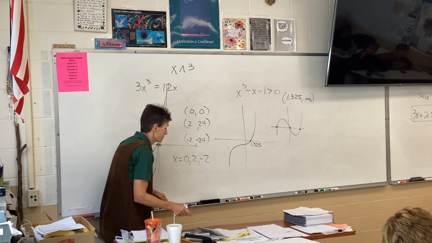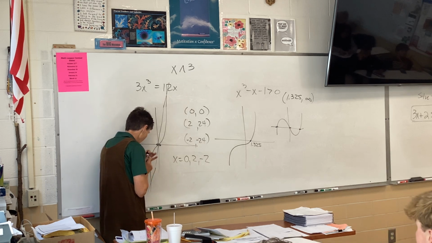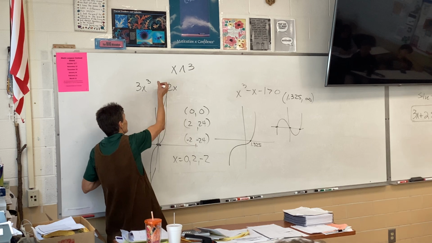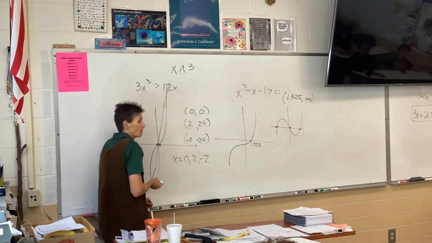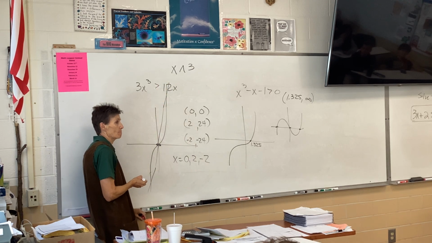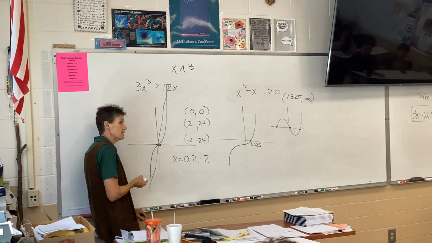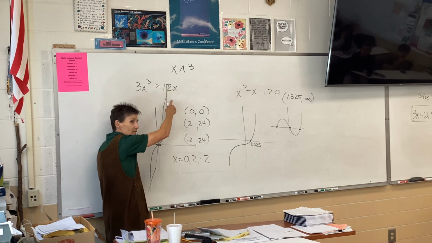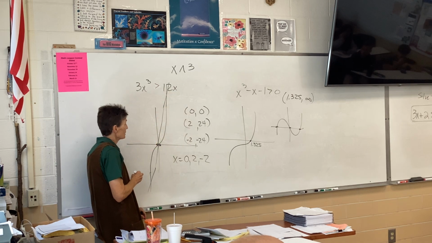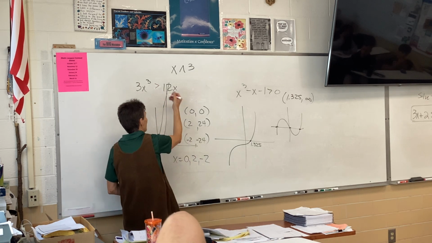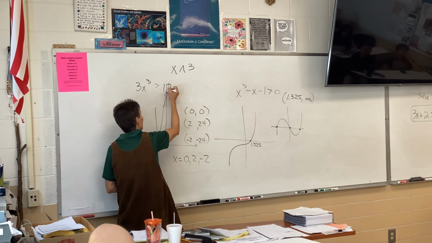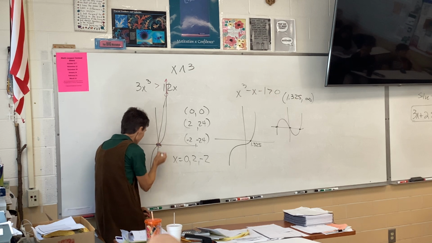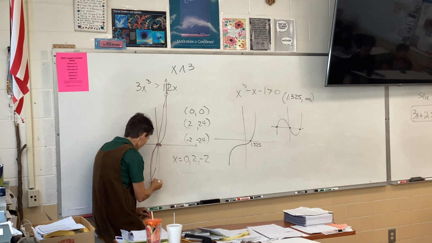Okay, here's a challenge for you before I erase all this. What if the problem said this? Now that means the squiggle has to be above the line. So my picture's not very good, but that would happen right here. And right here.